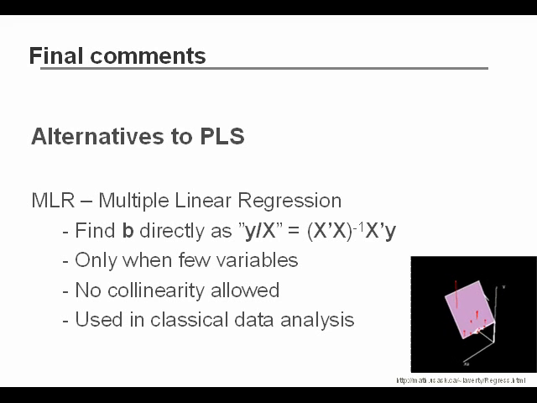This only works when you have few variables, and few variables mostly means much less than 10 variables. It also means that you should not have any severe collinearity, that is, variables that are correlated significantly. Then the multiple linear regression will not work.